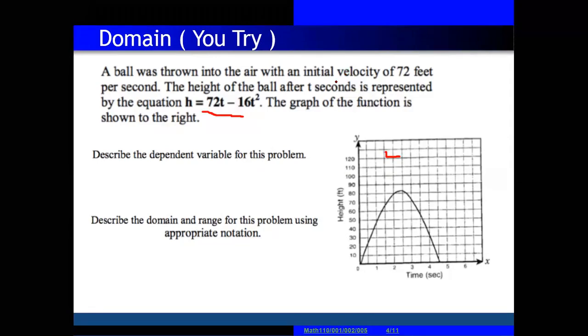So for the dependent and independent variables, H depends on T. T is time. How can you find the domain and range? You can try this one: how to find the domain and how you can find the range.